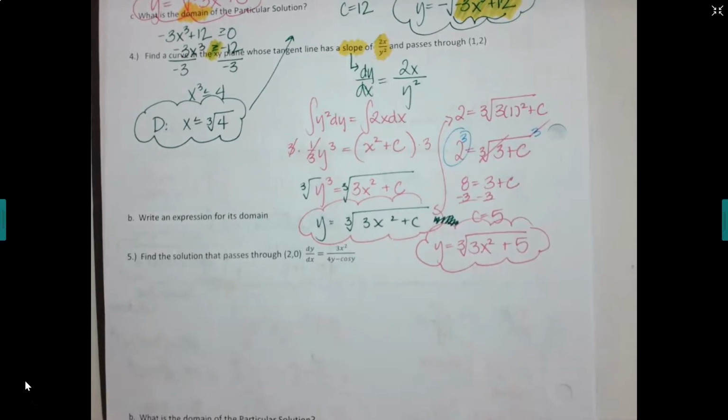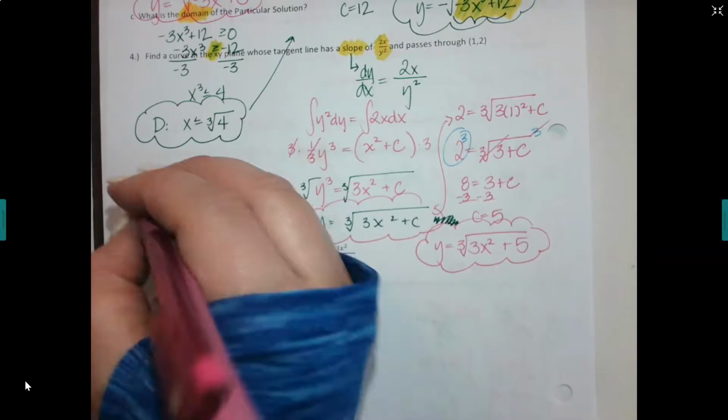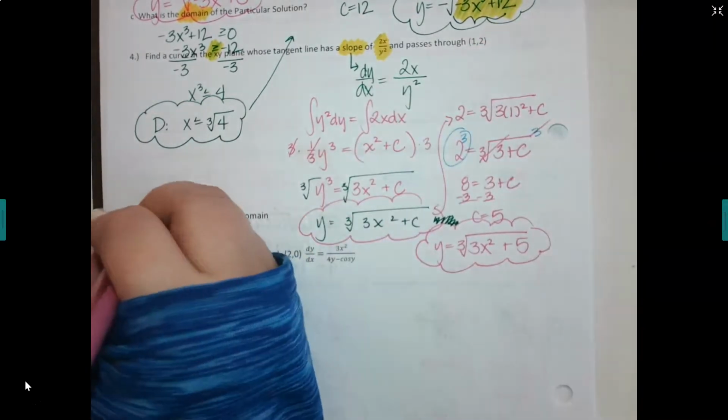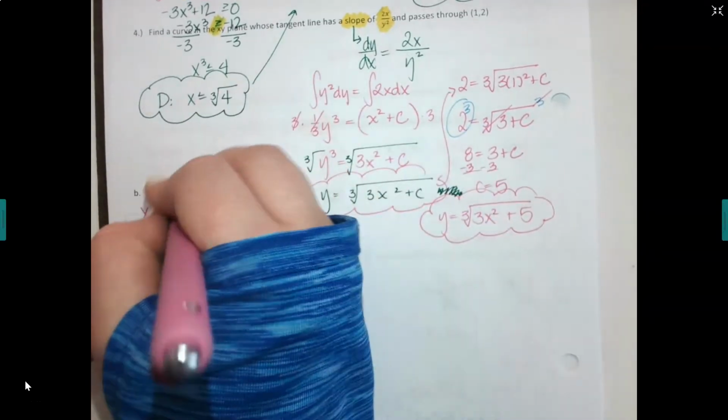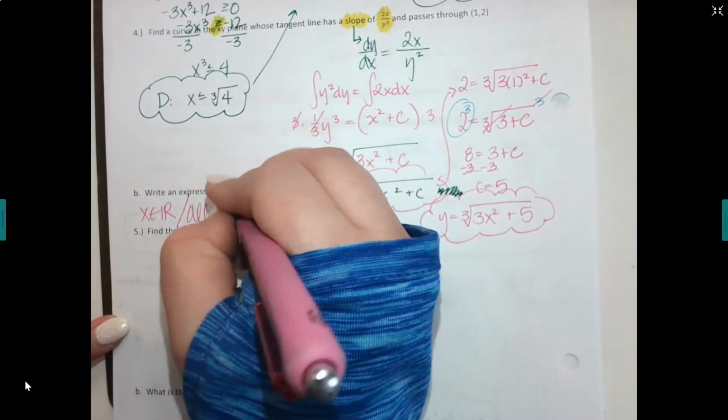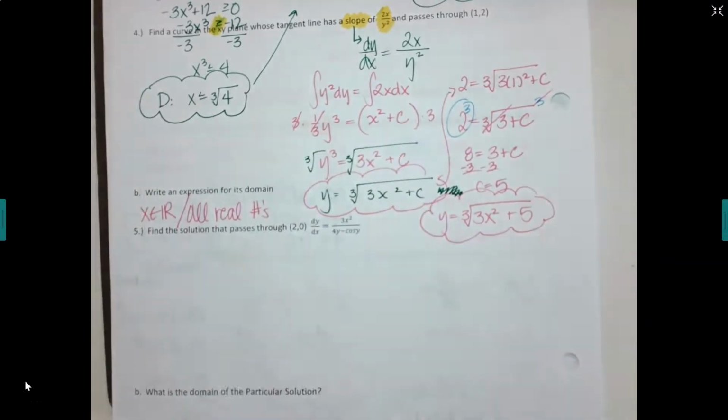Okay, now a question. It asked me about the domain. For a square root, I can never square root a negative number. What about for a cubic root? Are there any restrictions? Can I cubic root positive numbers? Yes. Can I cubic root negative numbers? Yes. Can I cubic root 0? Yes. Then it would be all real numbers. You remember that symbol? You could also write all real numbers if you like that better. You wouldn't have to use that little R symbol. Good?